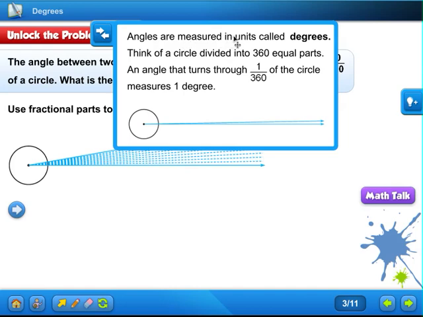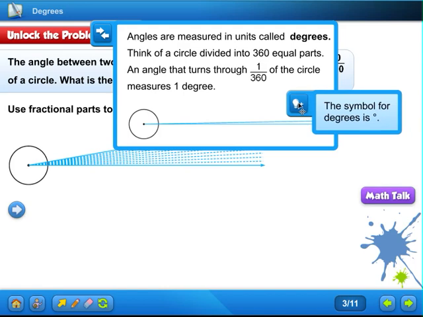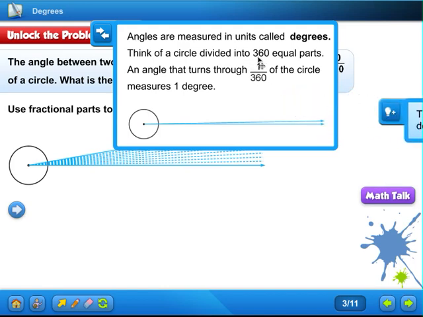angles are measured in units called degrees. We just learned about that when I showed you this right here, degrees, remember? Think of a circle divided into 360 equal parts. An angle that turns through 1 over 360 of the circle measures 1 degree. So if you look and the angle just goes a little bit, that's only 1 degree. Just a little bit. 1 degree.